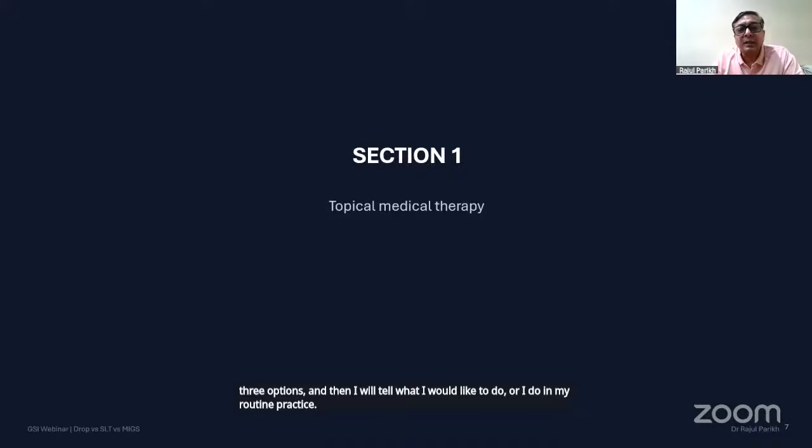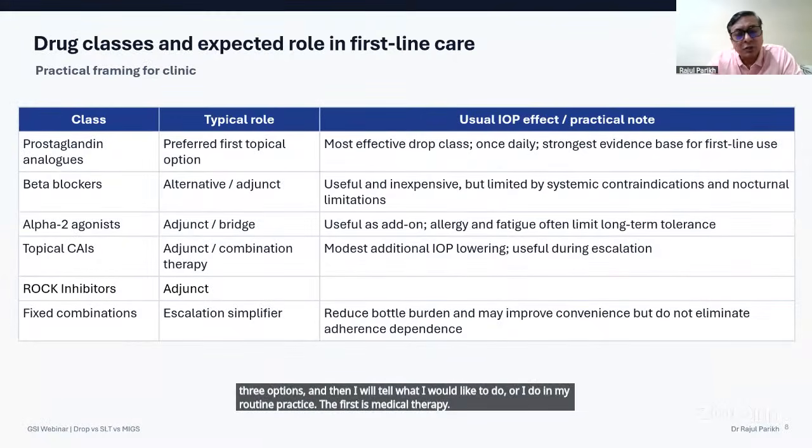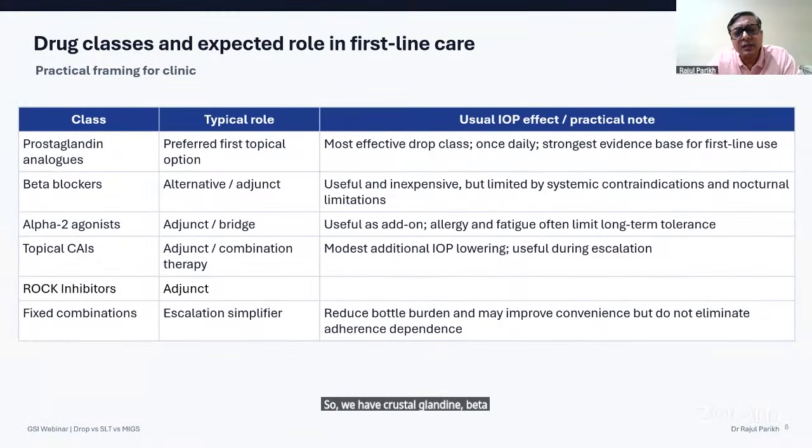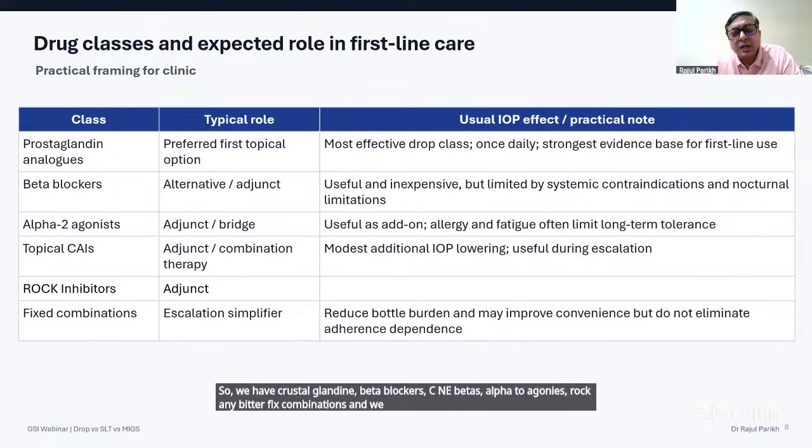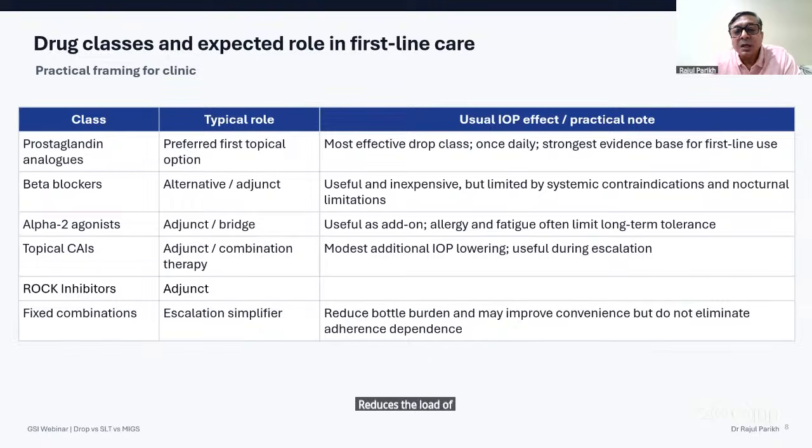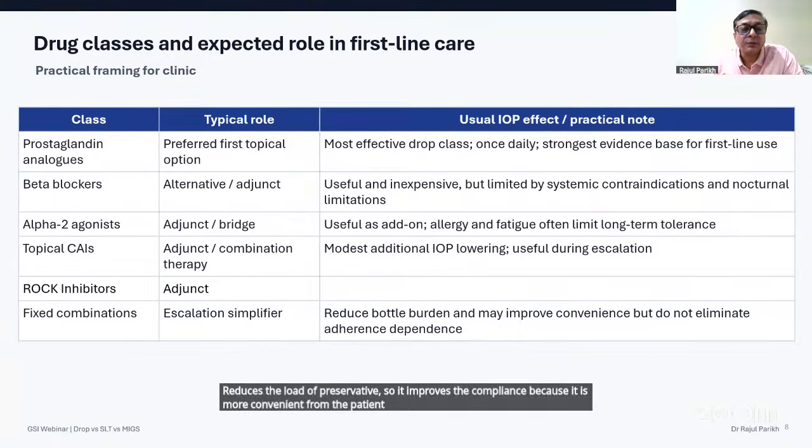The first is medical therapy. So we have prostaglandin, beta blocker, CA inhibitors, alpha 2 agonist, ROCK inhibitor, fixed combinations, and we know that prostaglandin is the most effective as a first line therapy, and we have other options also. And we know from various studies that fixed combination is better because it reduces the burden, reduces the load of preservative, so it improves compliance because it is more convenient from the patient perspective.